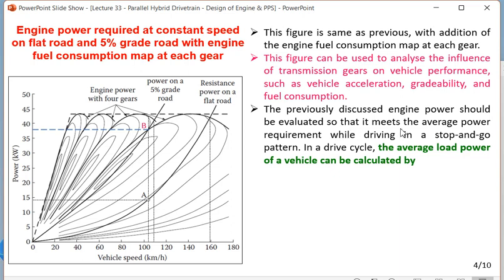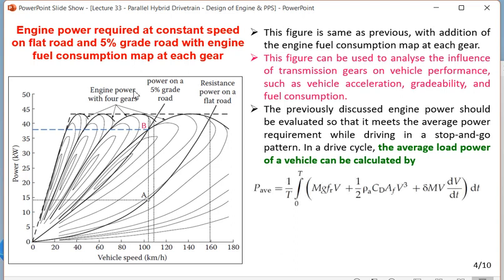Previously we discussed that engine power should be evaluated so that it meets the average power requirement while driving in a stop and go pattern. In a drive cycle, the average load power of a vehicle can be calculated by this equation. You have to write this equation while explaining the engine design parameters for a parallel hybrid electric drivetrain, the average load power equation of a vehicle.